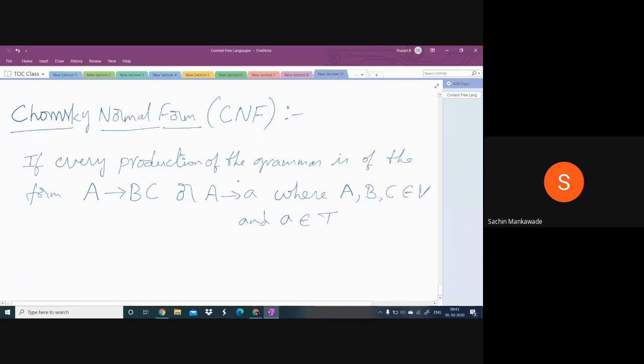Okay, I repeat. A grammar may have one or more productions, and in every production the left side should be single, and on the right side, if there are two symbols, they must both be non-terminals, or if it is a single symbol, it must be a terminal. Where A, B, C are non-terminals and small a is a terminal, the grammar is said to be in CNF, Chomsky normal form.